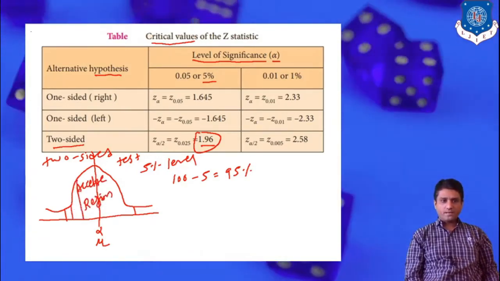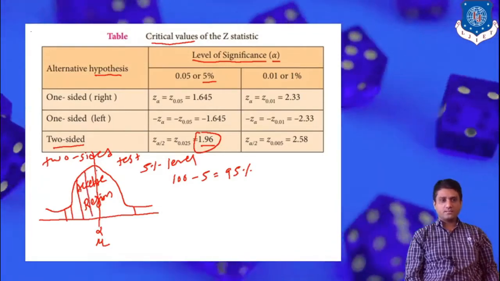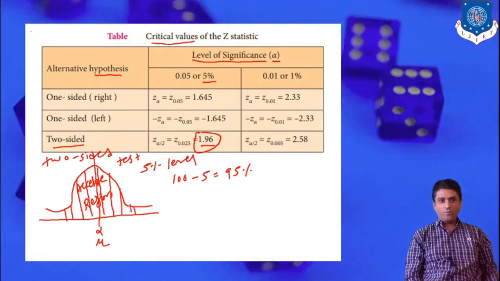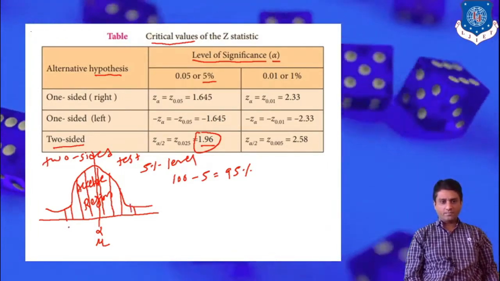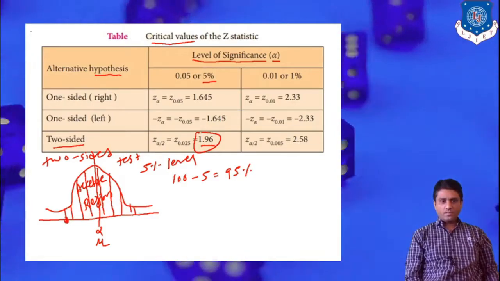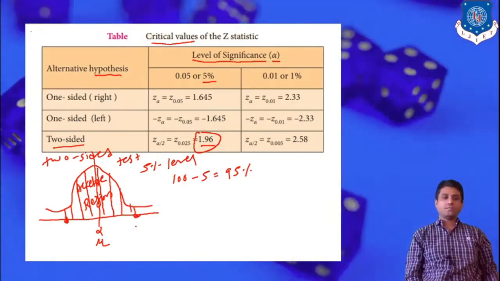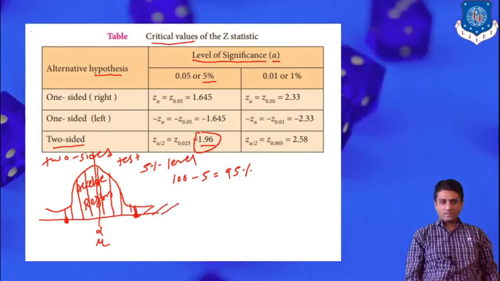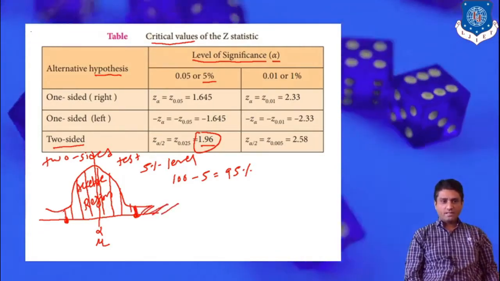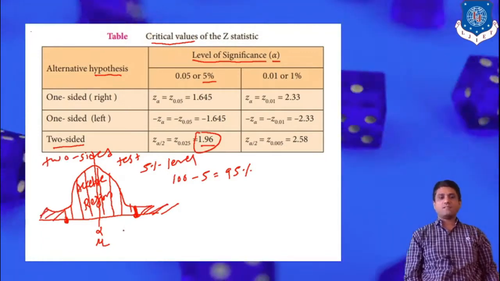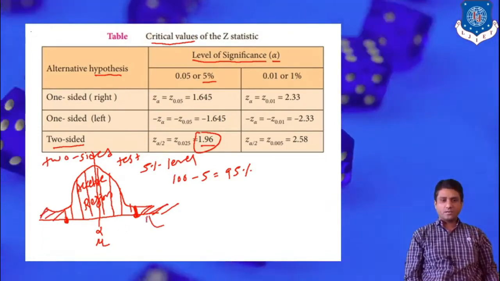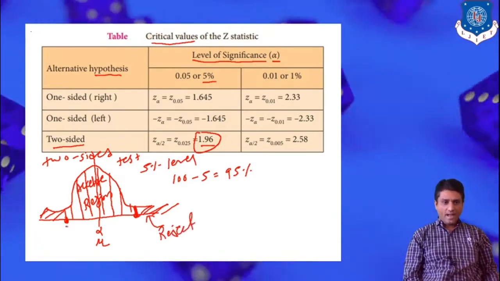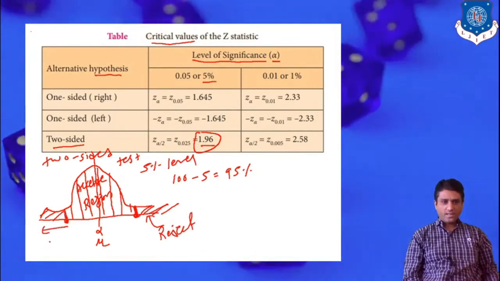Whenever we consider any Z statistic, and the value of the Z statistic lies or falls within this particular interval, then we say that our null hypothesis is accepted. And if it is lying in this portion, or this portion, then we say that our null hypothesis is rejected. So here is reject. Same thing, if it is lying in this portion, then it is reject.